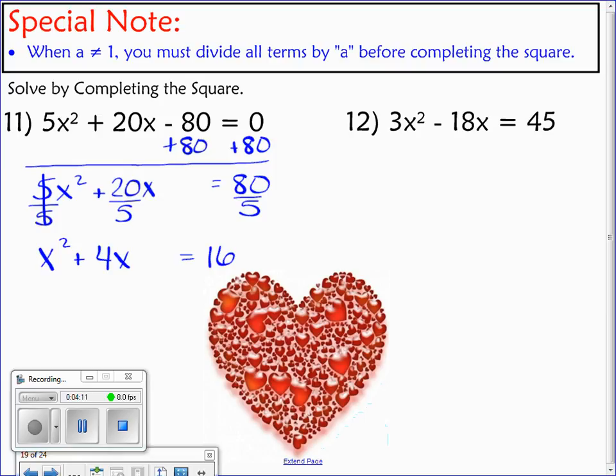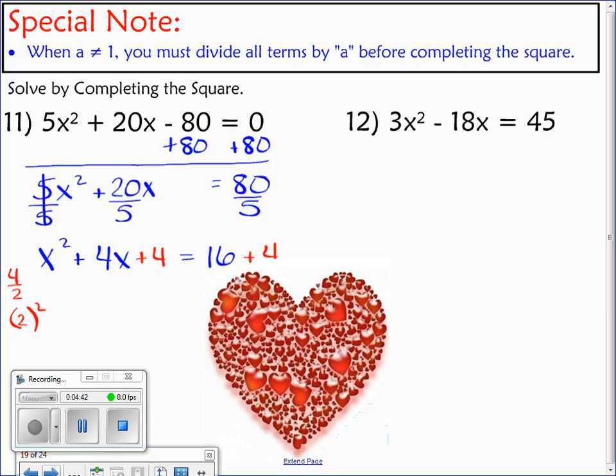Good. Your b over 2 stuff. So 4 divided by 2, squared. Good. We're going to add 4 to both sides. Both sides, right? Uh-oh. Did you divide by a, hon? If you don't divide by a, the whole process does not work. It's out the window. You have to do them in order.